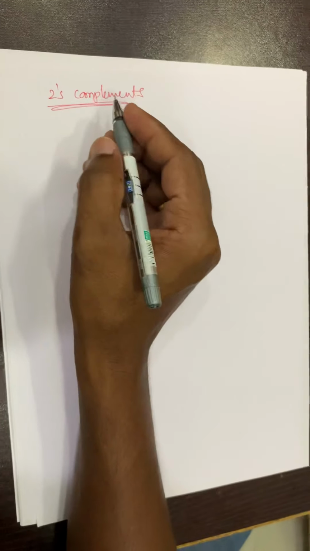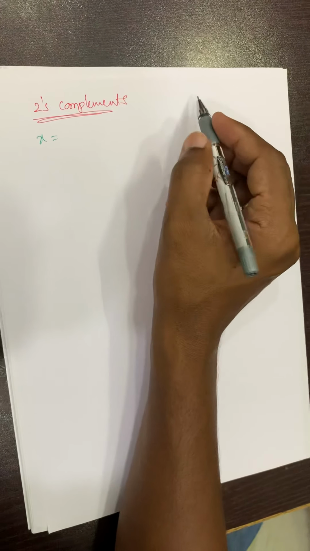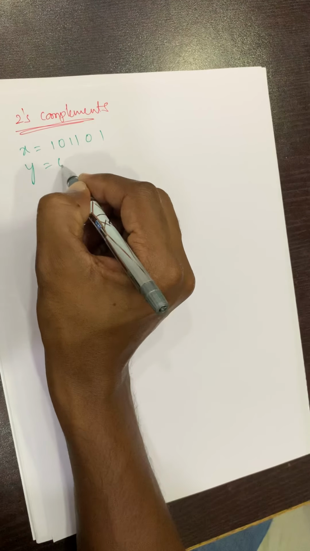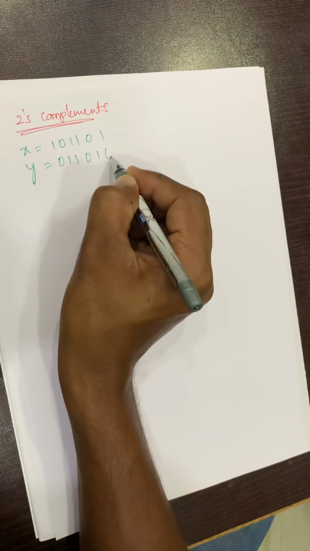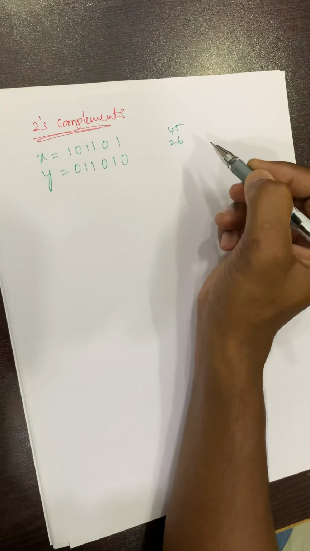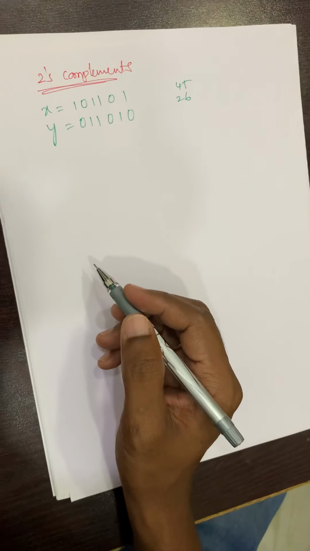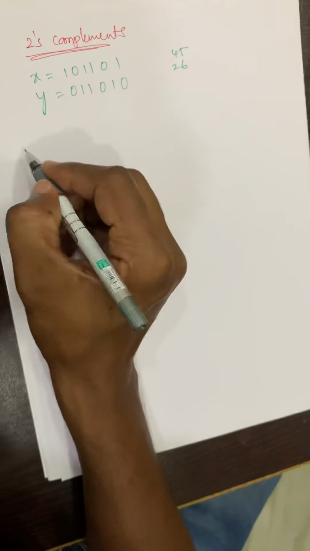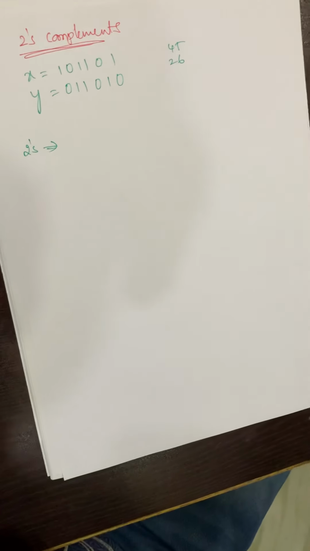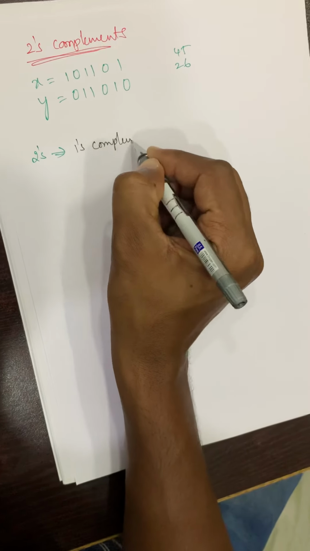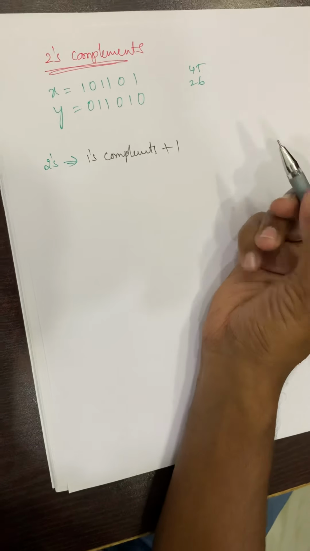Two's complement. Here also we can consider the same numbers. Here x is 45 in decimal, 1 0 1 1 0 1, and y is 0 1 1 0 1 0. x is 45 in decimal, y is 26 in decimal. Now by using the 2's complement: 1's complement means both zeros and ones are interchanged. Next, 2's complement is 1's complement plus 1. Okay, that is a 2's complement.